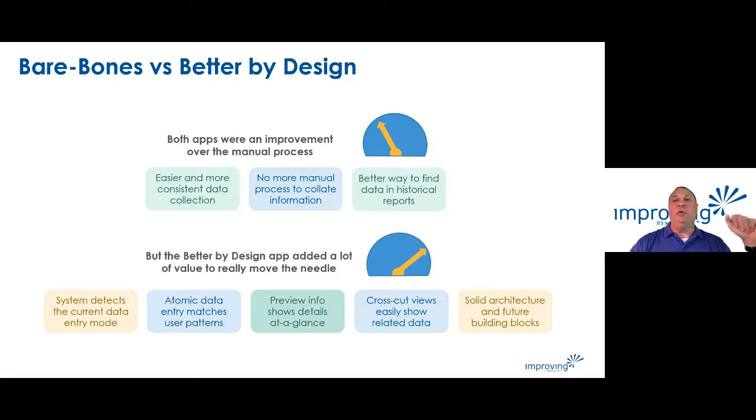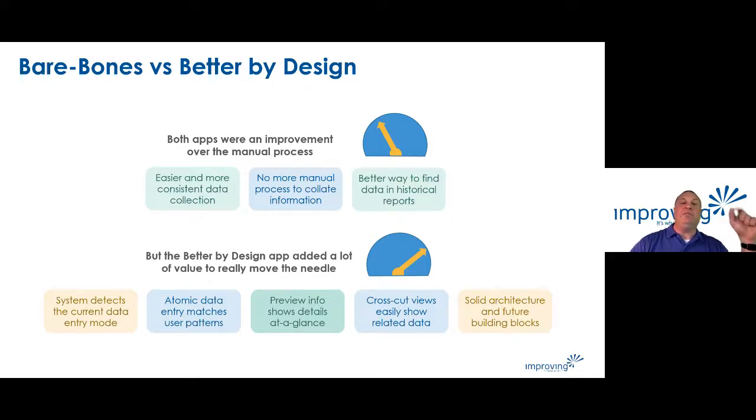All right, so let's do a little bit more of a comparison. You know, our bare bones versus our better by design. Both apps were an improvement over that manual process. That was great to be able to get over that hump. It was a great thing to get started. Easier and more consistent data collection. No more manual processes to deal with things, and a better way to find historical stuff. You're not digging through email. So that made some progress.